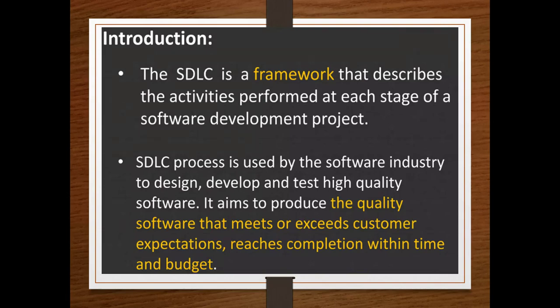So SDLC is a framework which describes the activities performed at each stage of the software development life cycle. It is a structure given to you all, or a set of rules. You have to follow those processes and develop your project. It is a process used by software industries to design, develop and test high quality software. The main aim is to produce quality software which will meet or exceed customers' expectation and reach completion within the time and the budget. So SDLC is going to help software programmers improve their quality and their completion on time and within a particular budget.